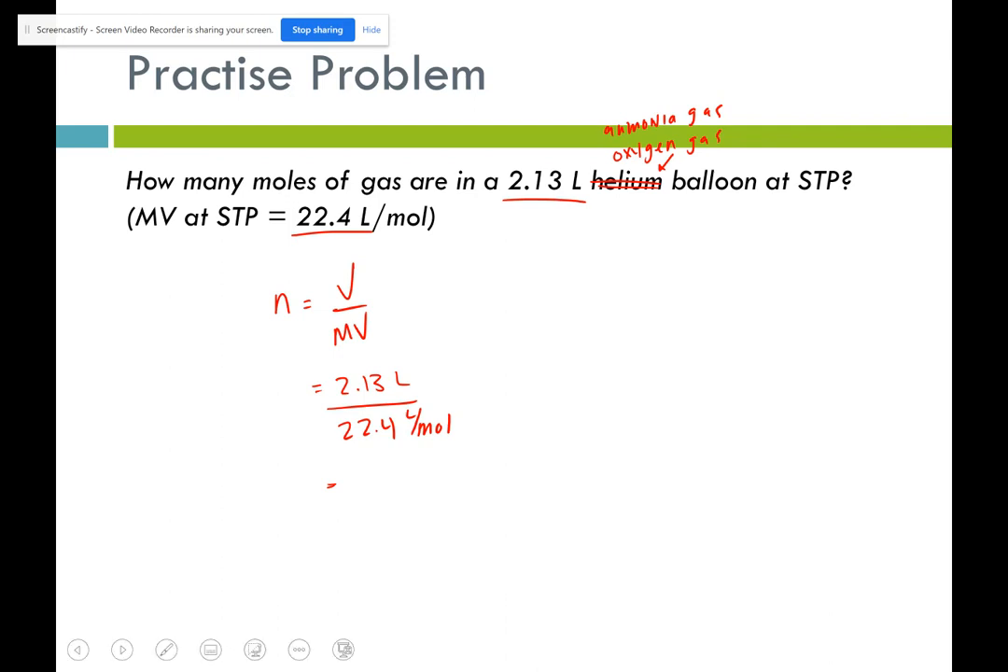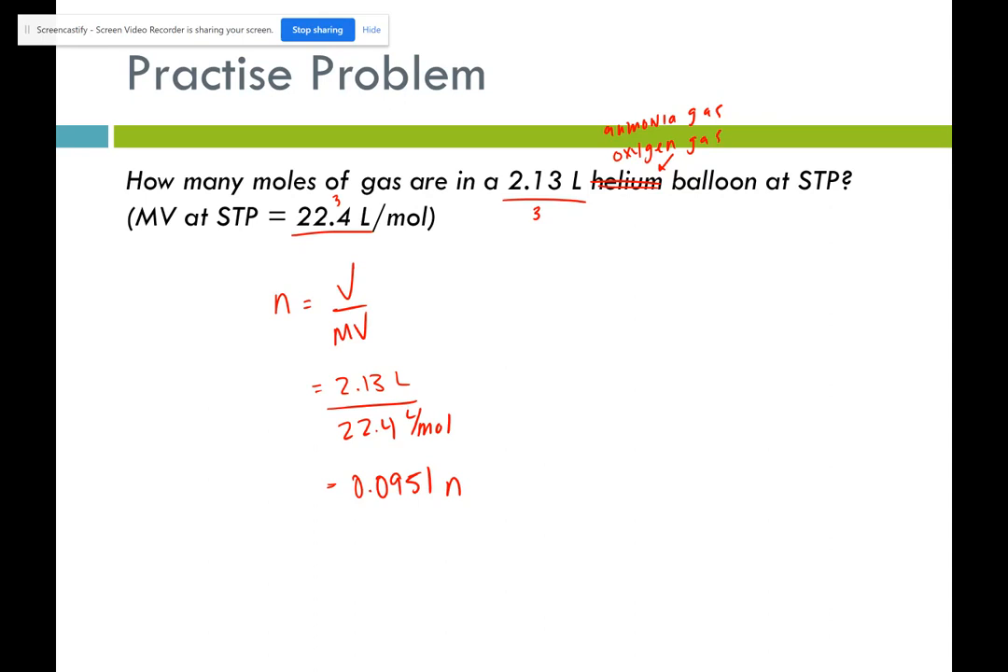That's going to give me, and I'm going to report this to 3 significant figures because we have a 3 here and a 3 here. So this is going to be 0.0951 moles. Which makes sense. It should be less than a mole because a whole mole would take up 22 liters. We only have about 2 liters.